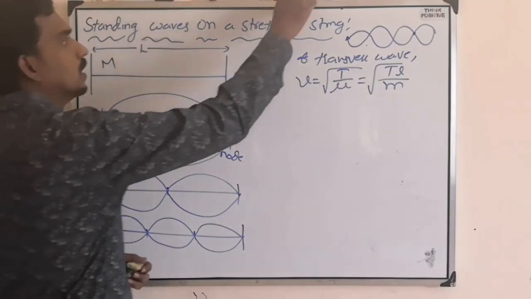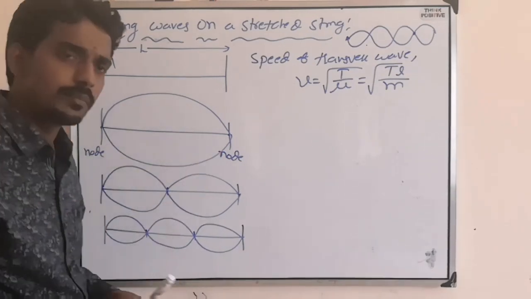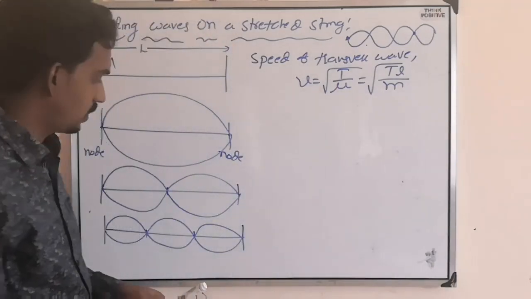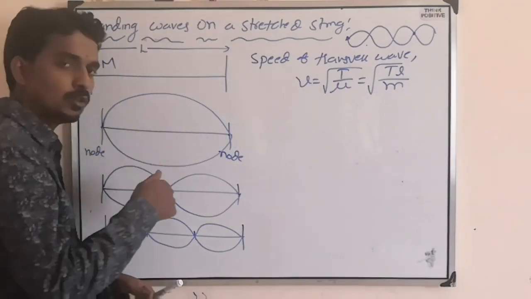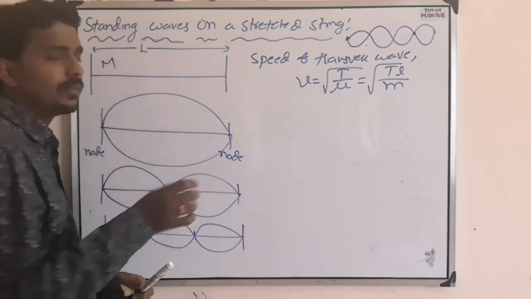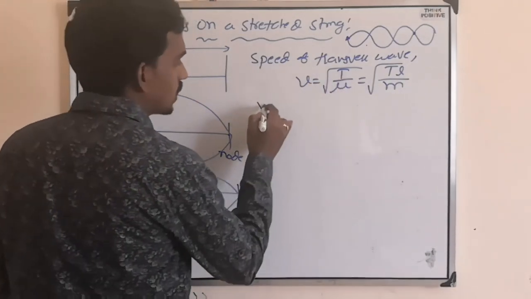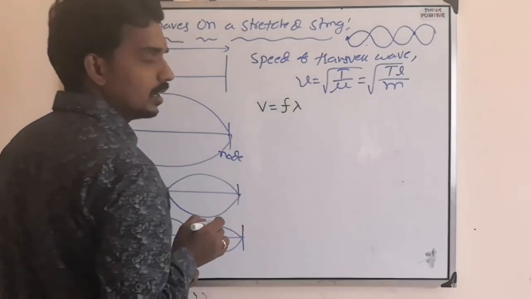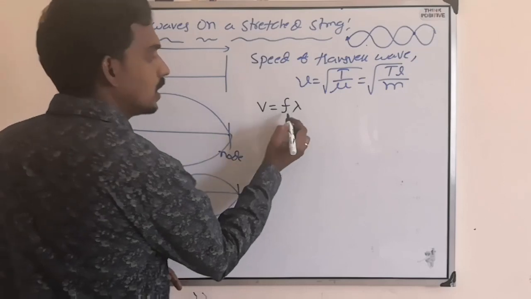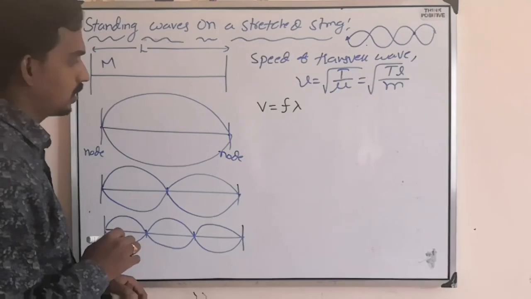But what is the same in all the cases? You tell me. What is the same in all the three cases? The length of the string is the same. Same string, same tension, same velocity. But the number of loops are different. That means the frequency is different. When frequency is different, wavelength is also different because speed is constant. V equal to f lambda. V same, but lambda changes, f changes. f and lambda change such that v remains constant.